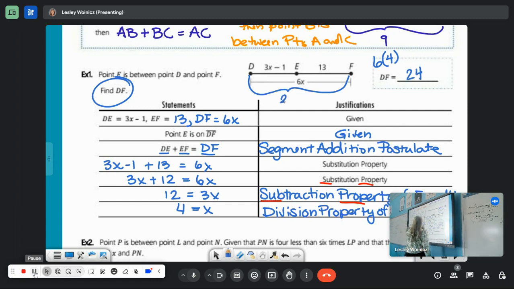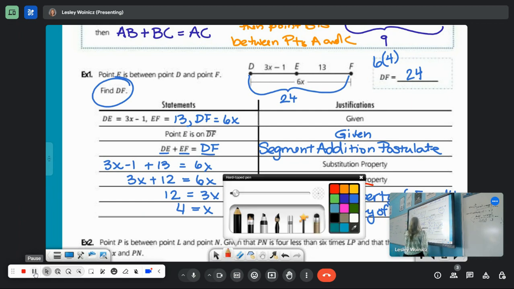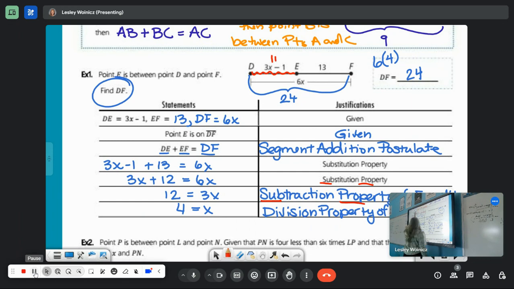So if the whole thing is 24, and this bit is 13, what's DE? 11. Yeah, this part right here is 11, because it has to add up to 24. Actually, plugging in the x there to make sure that you get 11 is a good way to make sure that your x is right. You see how you can kind of check your work? So if I do 4 times 3 is 12, minus 1 is 11, and I get something that makes sense with the rest of my problem, I can feel pretty confident that at least my algebra was right. It always made me feel a little better.